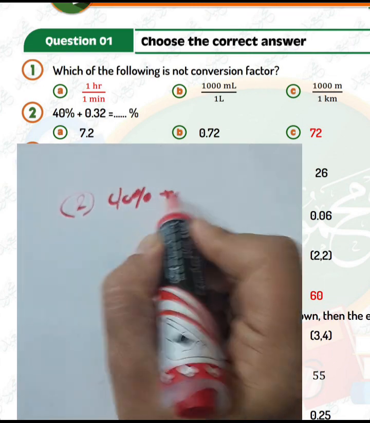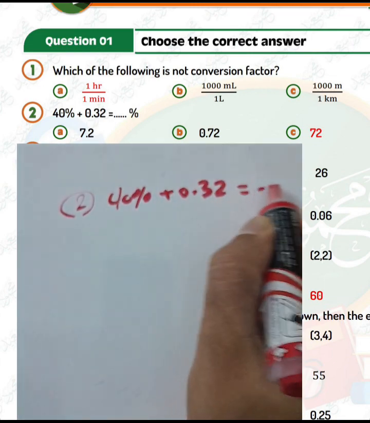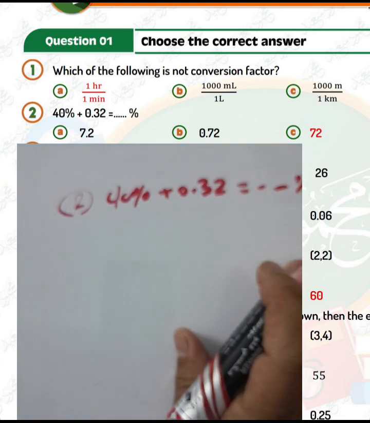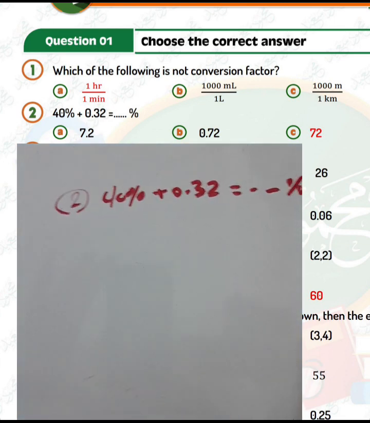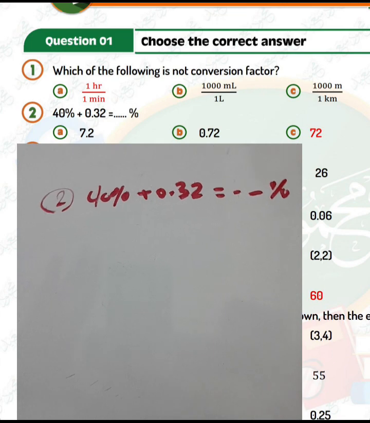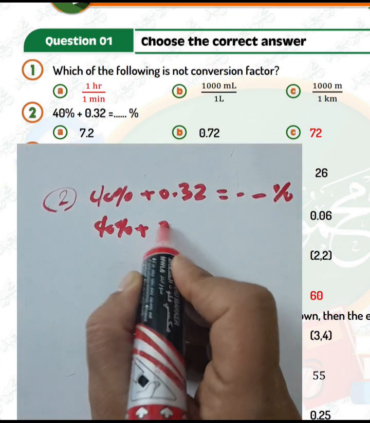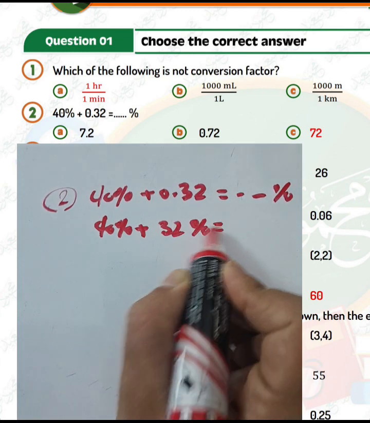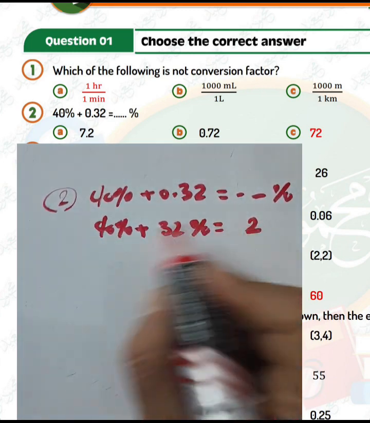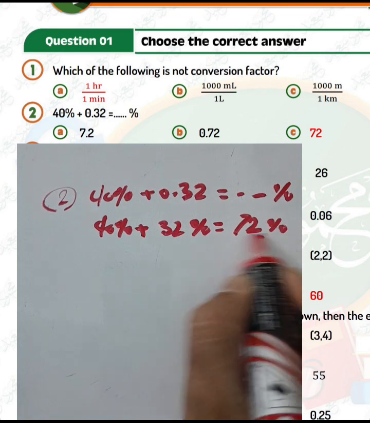Plus 32/100 equals blank percent. To solve this example, we must add two numbers. We know 32/100 means 32%. So 40% plus 32%. We can add them: 0 plus 2 equals 2, and 4 plus 3 equals 7. Then the result will be 72%.